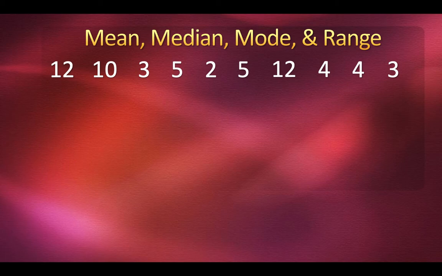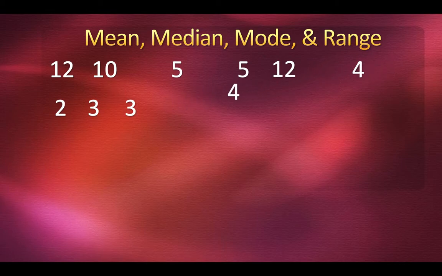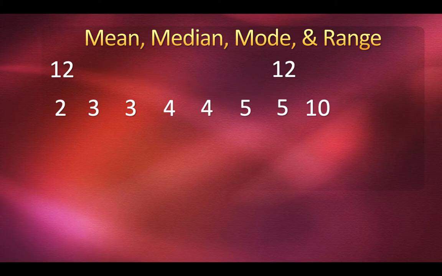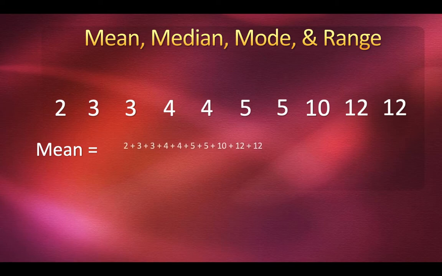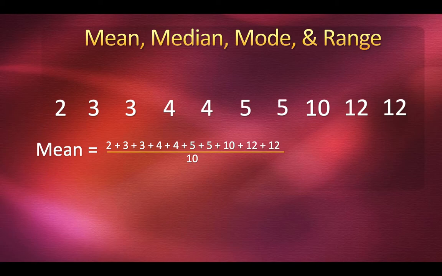Let's do one more together. Place these data points in order first from least to greatest. If there are multiple numbers, make sure that you include all of those in your data set. To find the mean, you're going to add those numbers together and then divide by the total number of data points, which is 10. You end up with 60 divided by 10 for a mean of 6. Remember, that number has to fall somewhere between 2 and 12, and it does, right in the middle.